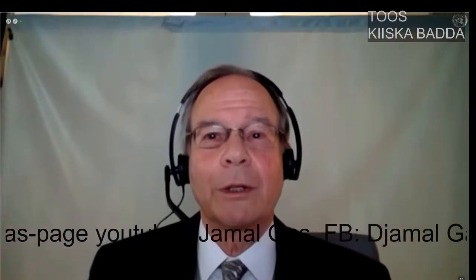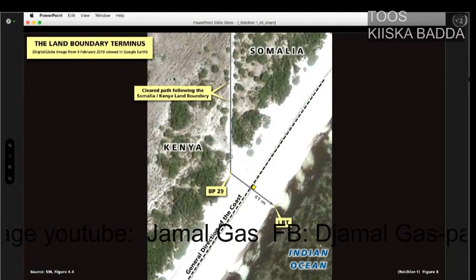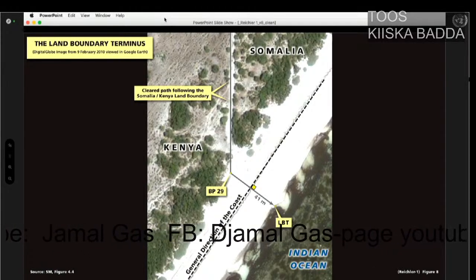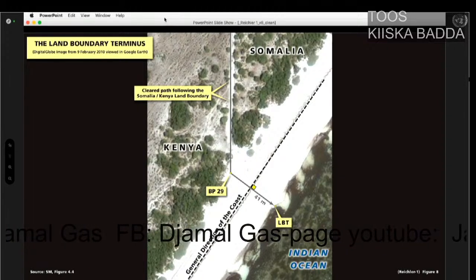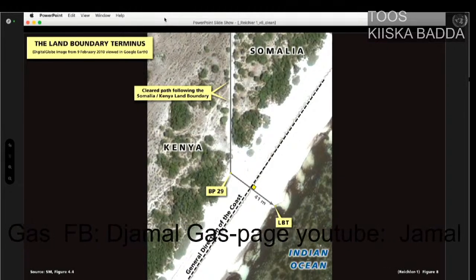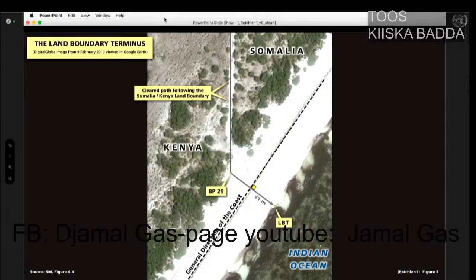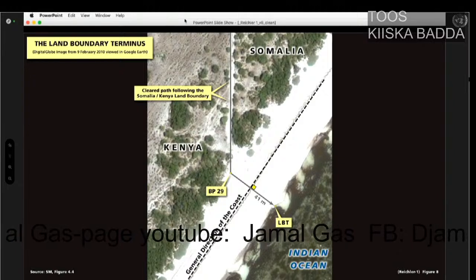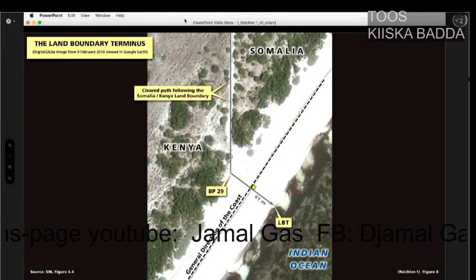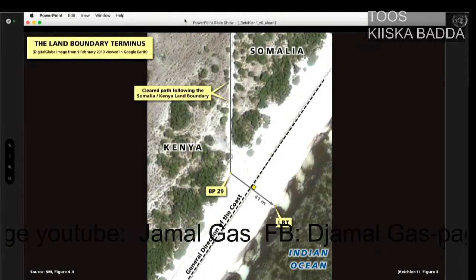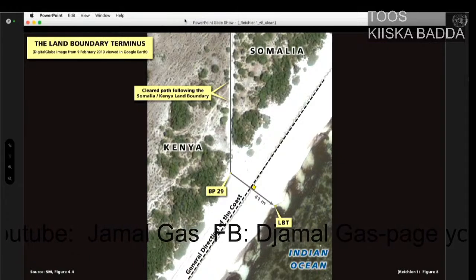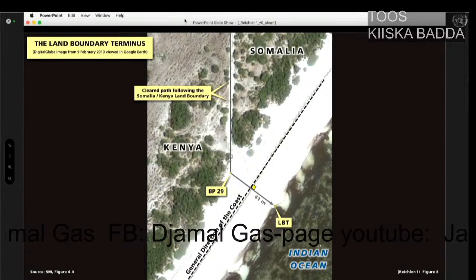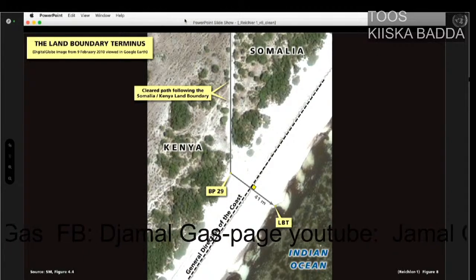Consistent with that agreement, Somalia has connected BP 29 to the low water line by means of a straight line perpendicular to the coast, as shown on this slide and at tab 53. The point at which this perpendicular line intersects the low water line is therefore the proper starting point for the maritime boundary, and it is from that point that Somalia has constructed its provisional equidistance line. The precise geographical coordinates of that point and of the entire provisional equidistance line are set out at tab 54 of your judge's folder.